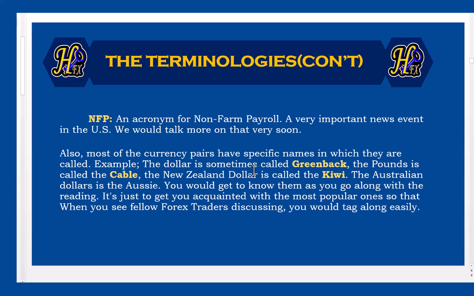So also, most of the currency pairs have specific names by which they are called. Example, the dollar is sometimes called the greenback, the pound is sometimes called the cable, the New Zealand dollar is called the kiwi, and then the Australian dollar is called Aussie. Sometimes you can hear people call these names. Don't be confused, they are just referring to specific currency pairs or currencies. So you would get to know them as you go along with the video.